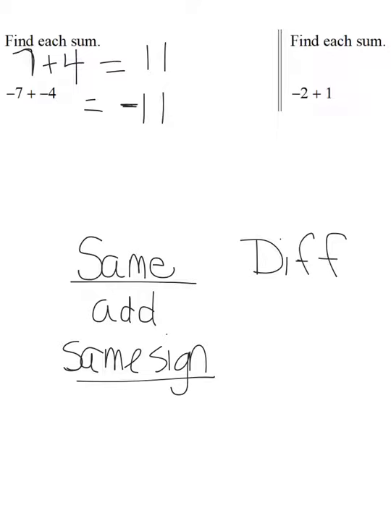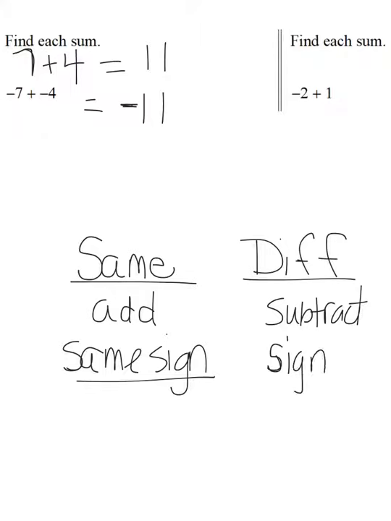Okay, now let's look at an example when the signs are different. When the signs are different, you're going to subtract. You're going to again look at absolute value, so you'll ignore the symbol and you'll subtract largest minus smallest. Then your answer gets the sign of the one that had the largest absolute value. And I'll talk about that a little more in our example.